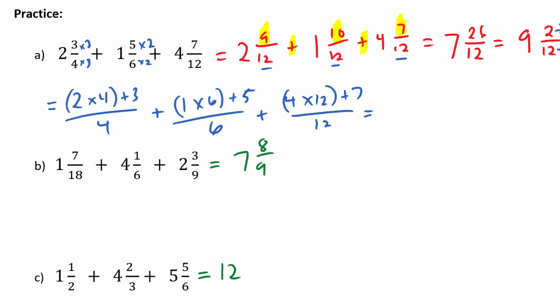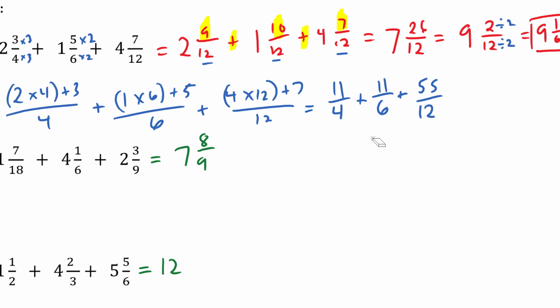Let's do the math now and get these as improper fractions. 2 times 4 is 8, plus 3 is 11 over 4. 1 times 6 is 6, plus 5 is 11 over 6. And here we have 4 times 12 is 48, plus 7 is going to be 55 over 12. Once again, we must find the lowest common denominator, just as in the other method we used.